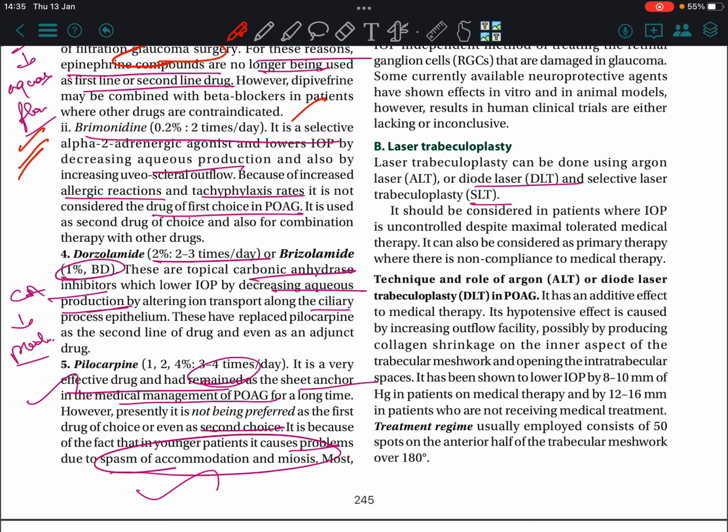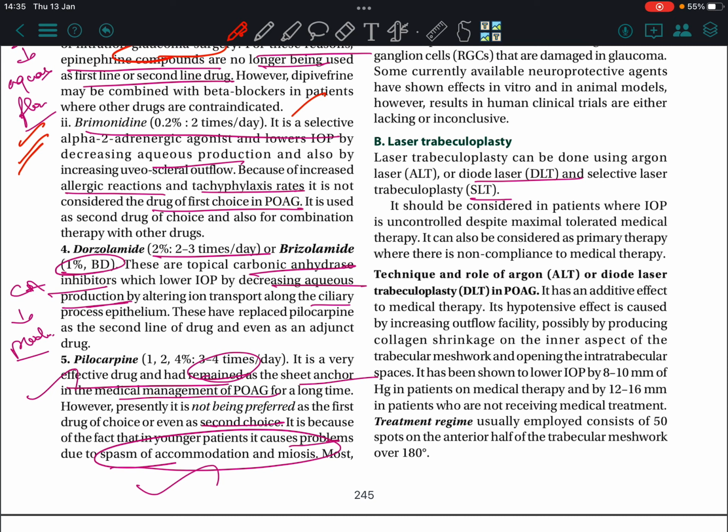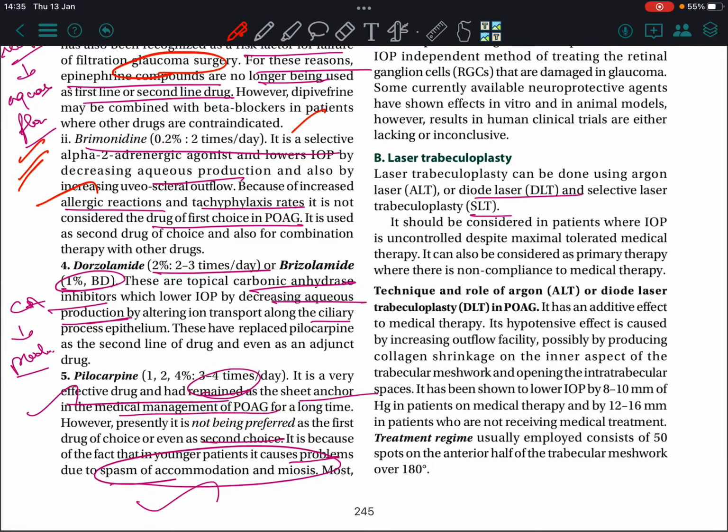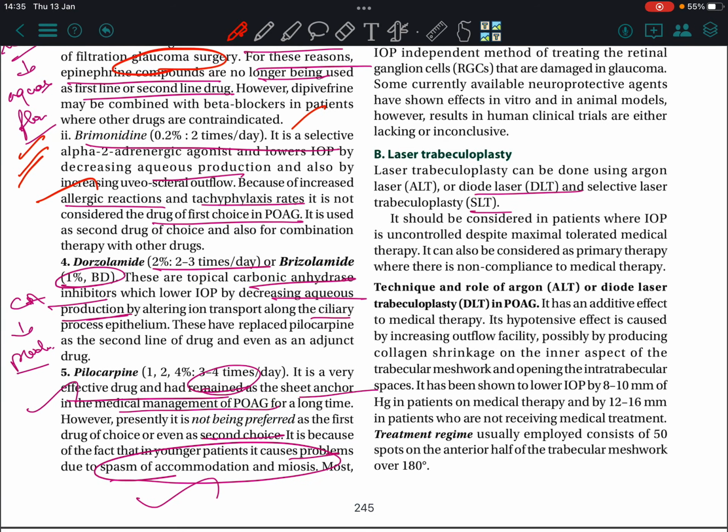Brimonidine 0.2% two times a day is a selective alpha 2 adrenergic agonist and lowers IOP by decreasing aqueous production and also by increasing uveoscleral outflow. It is not considered the drug of choice.